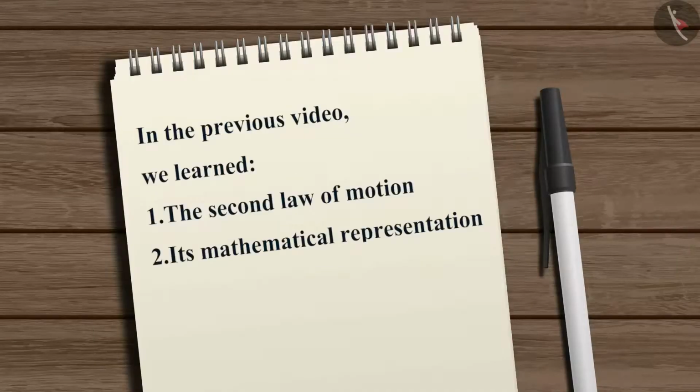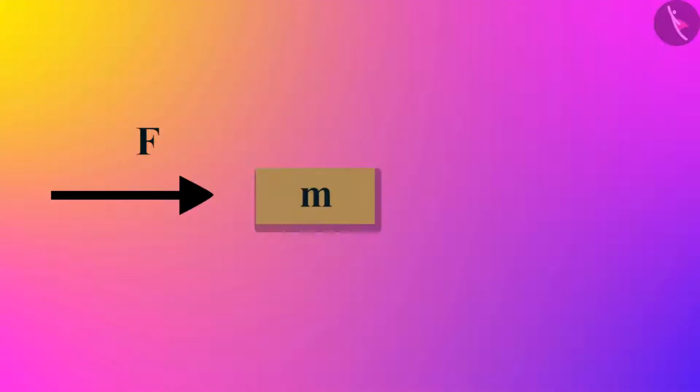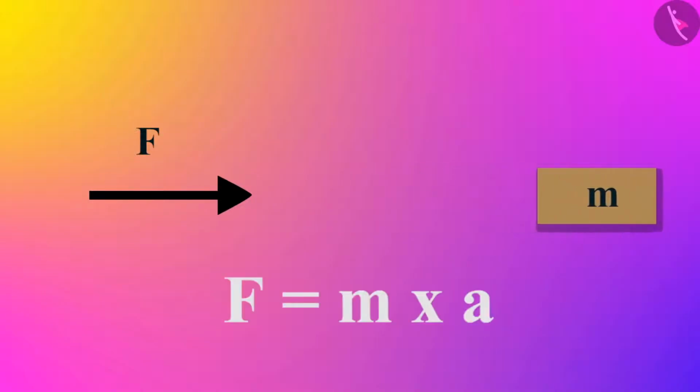In the previous video, we learned about the second law of motion and saw its mathematical representation. In this video, we will learn about the third law of motion. In our previous videos, we saw that the first law tells us how an applied external unbalanced force changes the motion of an object, and the second law of motion tells us how this applied force on the object can be measured using its mass and acceleration.